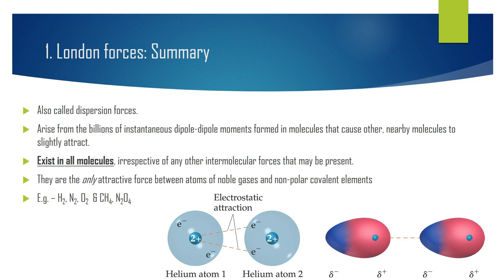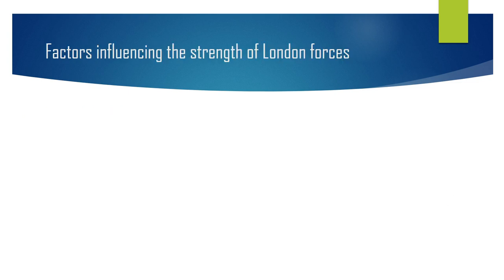So now we know how intermolecular forces in terms of dispersion forces arise, we need to look at what can influence the strength of them. There are a number of different things that will influence the strength of the London forces that we see. One is the number of electrons.